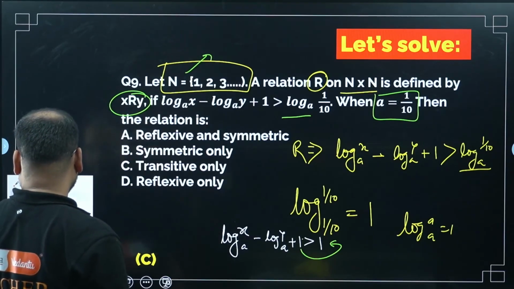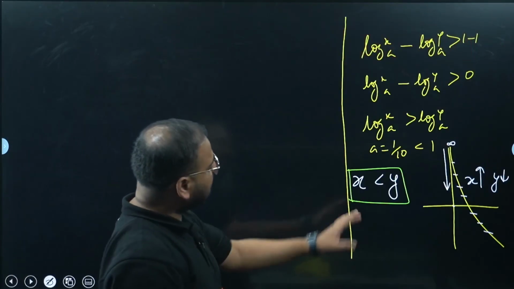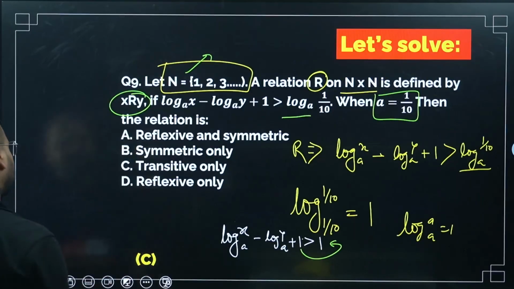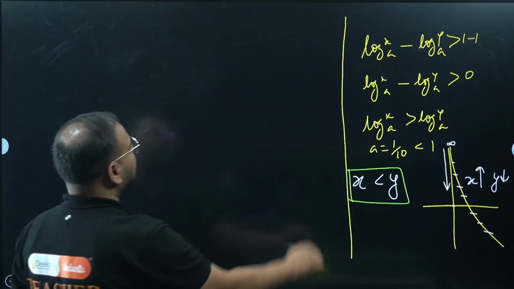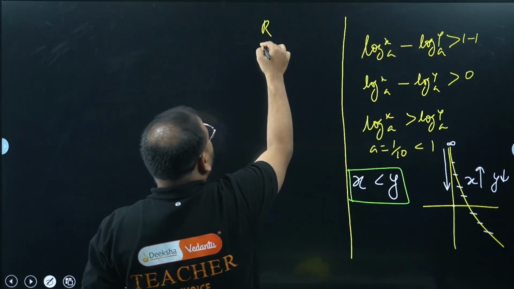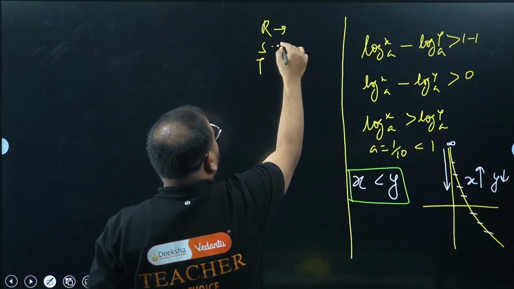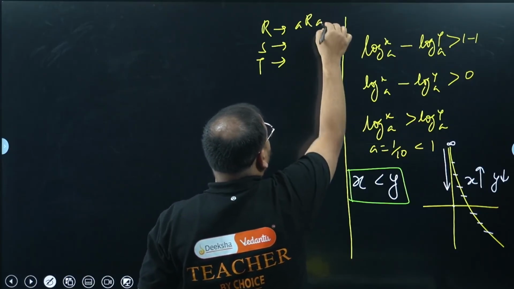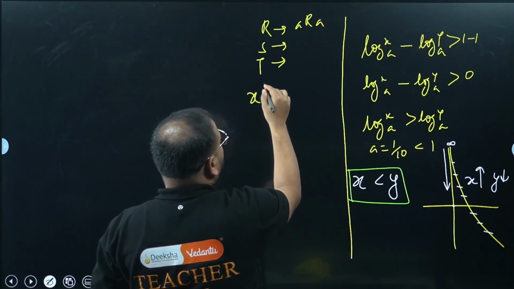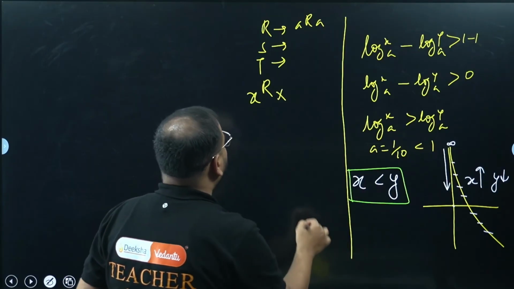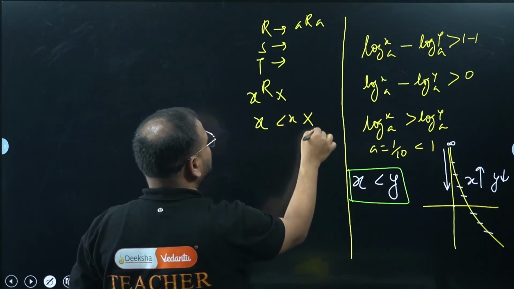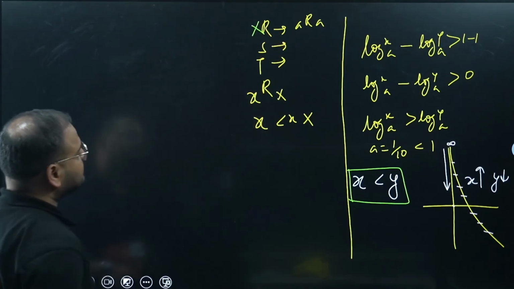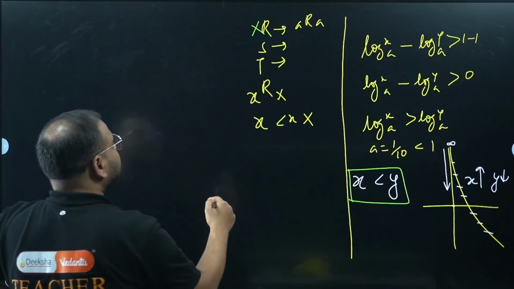Okay, sir. Moving on. If I take it to be reflexive, what do you have to prove? Reflexive, symmetric or transitive? First we'll write the order: reflexive, symmetric and transitive. Reflexive: if I'm writing x R x, can x be less than itself? No, sir. The reflexive is not possible. What about symmetric?